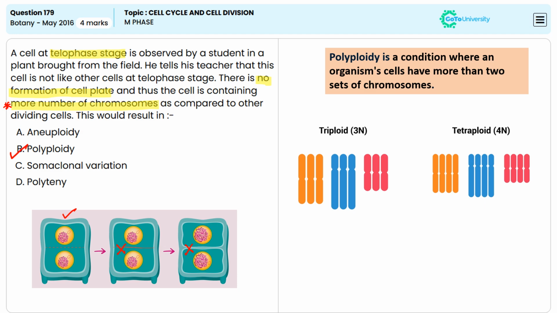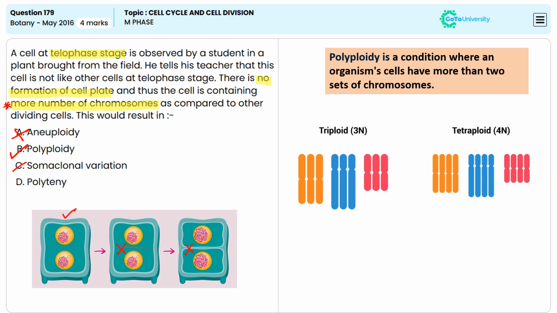Whereas coming to option A, aneuploidy, this refers to a condition where there is an abnormal number of chromosomes but not a complete extra set. It is different from polyploidy and can involve either a gain or loss of chromosomes. So option A is incorrect.